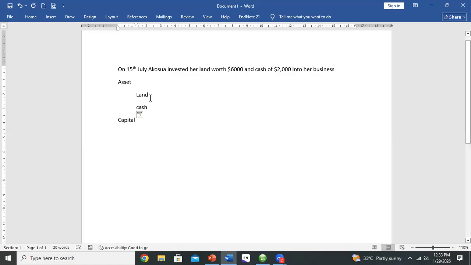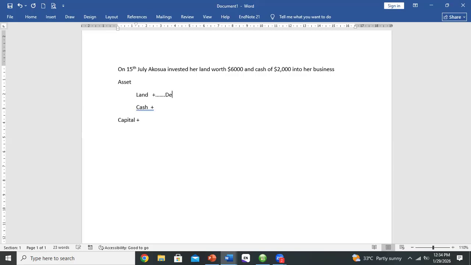What are the effects? The effect is simple. Capital will increase and the assets will also what? Increase. So it means here the land is increasing, the cash is what? Increasing. Let me use the plus sign to indicate that. And then capital is also what? Increasing. So if we are to do the entries, what entries would we make? We'll make a debit entry in the land because it's an asset, right? So land is increasing and assets we debit.